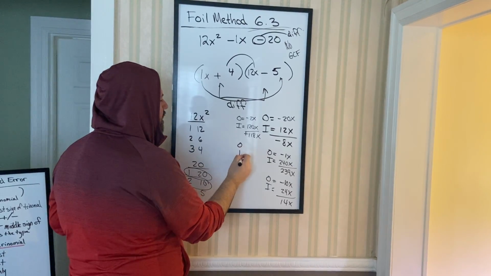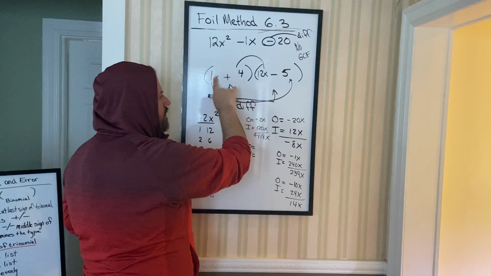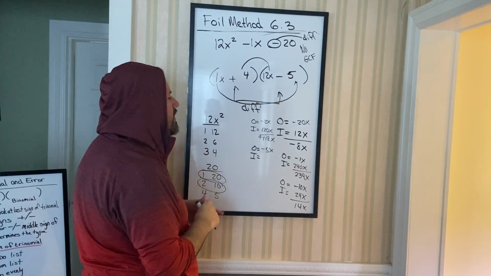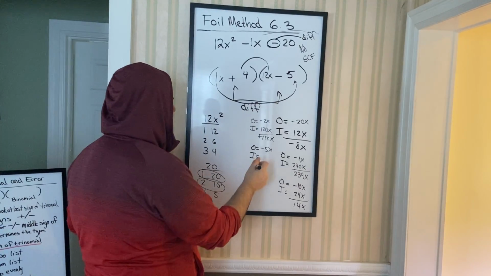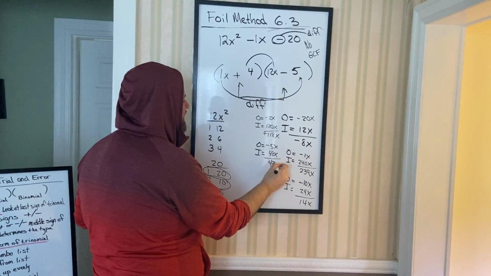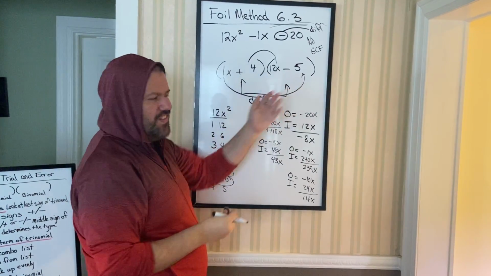Again, another O and I. So, negative 5x. That's different. Haven't gotten negative 5x before. 4 and 12, that's 48x. You can see 43x is not a winner. Okay, now I did 4 and 5.